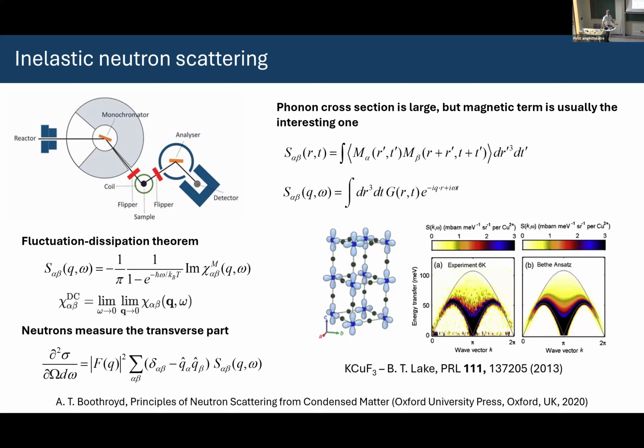My favorite neutron paper is a paper by Bella Lake on potassium copper fluoride, which is just a nice 1D spin 1/2 chain. And that's a system that you can solve with Bethe ansatz. So in this paper, 2013, on the left-hand side is the neutron scattering cross-section. This is energy, this is wave vector. You can see there's some spin waves. If you solve it exactly in Bethe ansatz, you get the curve on the right. So neutrons just work.